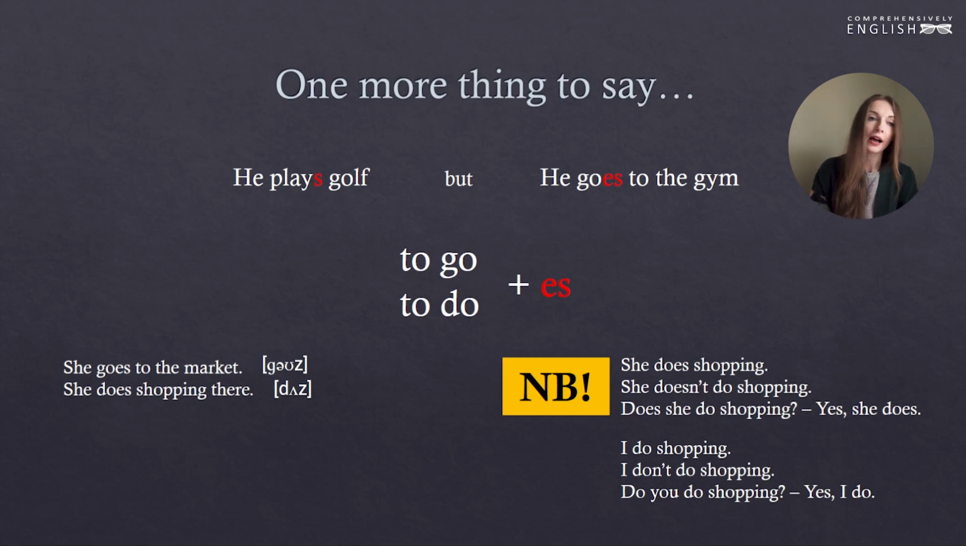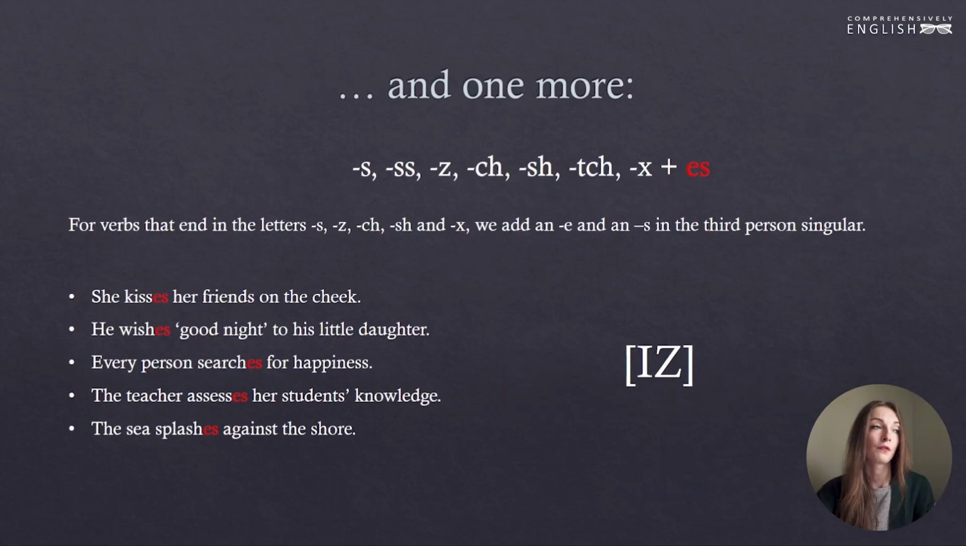I do shopping. I don't do shopping. Do you do shopping? Yes, I do. And one more thing. For verbs that end in the letters s, z, ch, sh, and x, we add an E and an S in the third person singular. So that we do in order for our words to sound more beautiful. That's the only reason why.